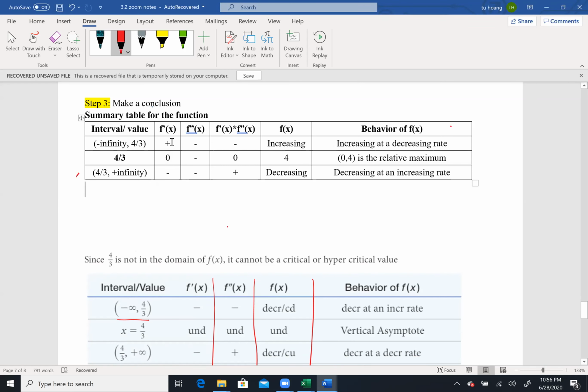Okay, so from negative infinity to 4/3, negative for the first derivative, negative for the second, and the product is positive. So this will be decreasing. Decreasing. And the behavior has to be decreasing and increasing, right?